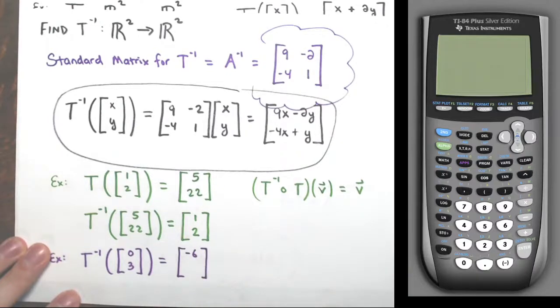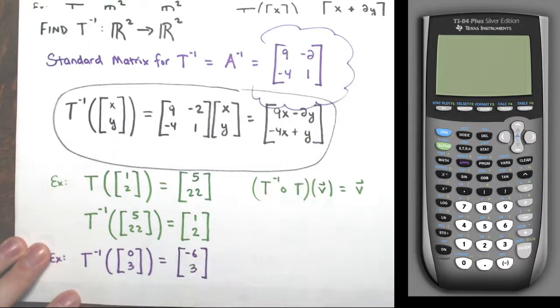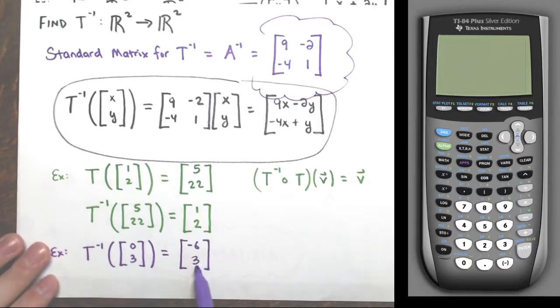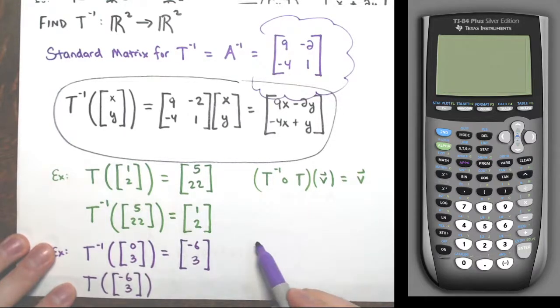And then -4 times 0 plus 3, I'd get 3 for the second component. Right. And then let's take this -6, 3 and plug it into T. What would be T of -6, 3? Now, if what I've done is correct, this should happen, right? So what I'm doing here is taking T and composing it with T inverse, right? Because I did T inverse first, and then I do T.